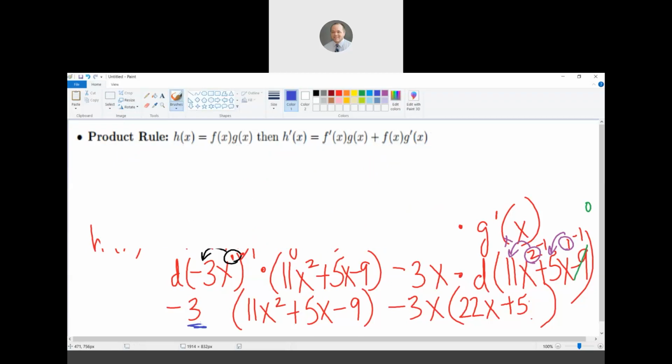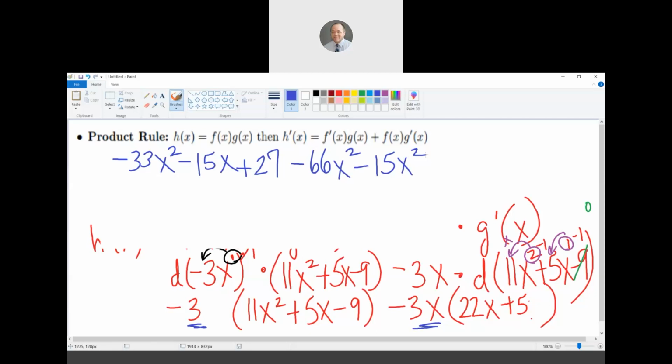Distribute the -3, that gives us -33x squared minus 15x plus 27. And when we distribute the -3x, we get -66x squared minus 15x. Now, the last step, when we combine like terms, our final answer is -99x squared minus 30x plus 27.